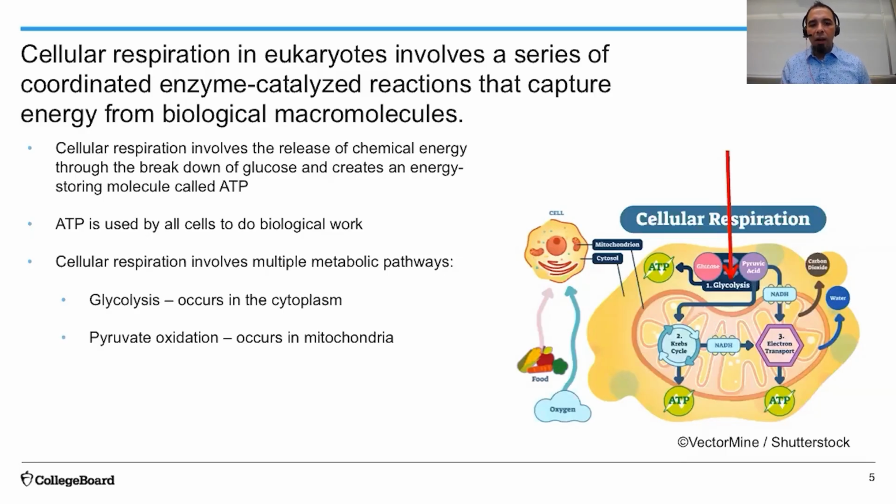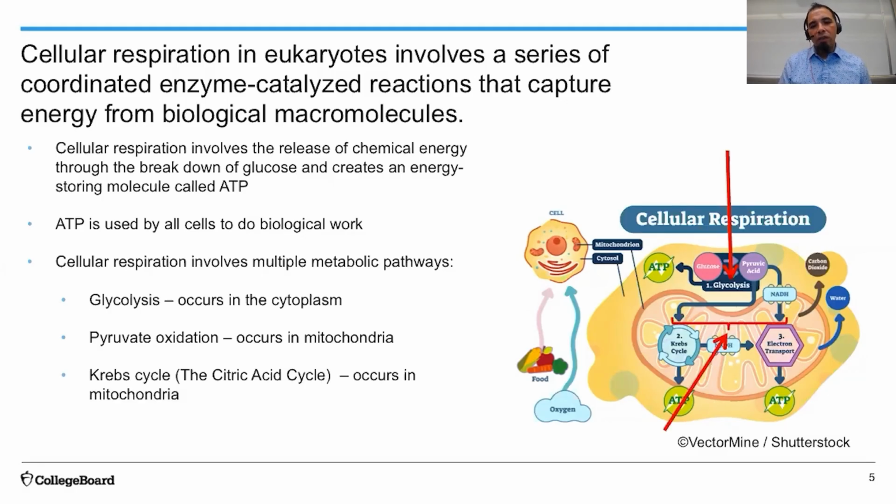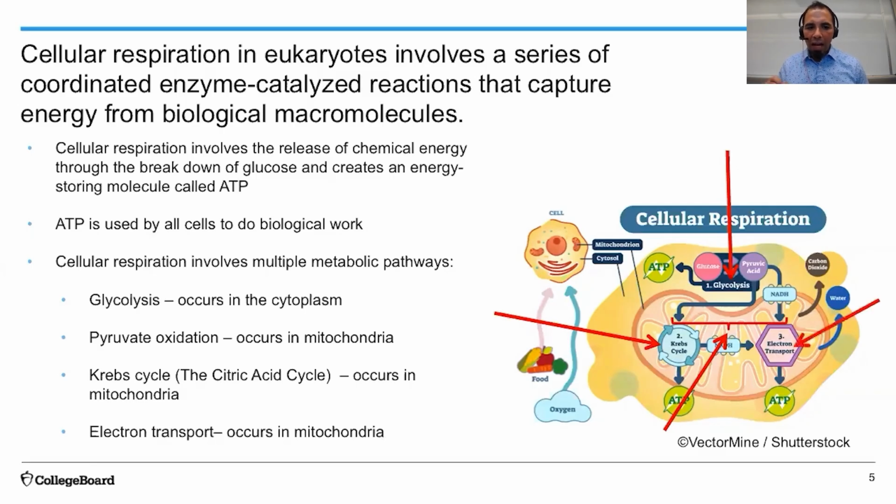Pyruvate oxidation. All right, pyruvate, right? Which is one of the products of a reaction in oxidation. You're losing an electron. That occurs in the mitochondria. So you can kind of see where I put that red bracket in. And then there's the arrow pointing to that process. The Krebs cycle, also known as the citric acid cycle, occurs in the mitochondria. And so there's your Krebs cycle, also known as the citric acid cycle. And then finally, we have the electron transport chain, which occurs in the mitochondria. So again, a lot of steps here, a lot of small pathways. I would stop, draw the picture, put glycolysis, pyruvate oxidation, Krebs cycle, electron transport.